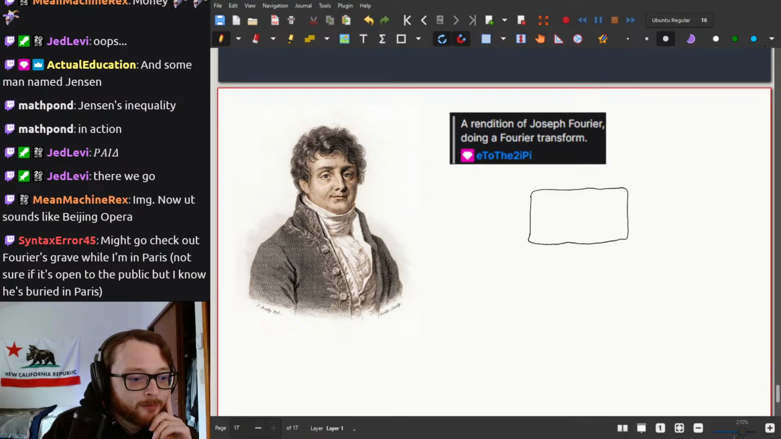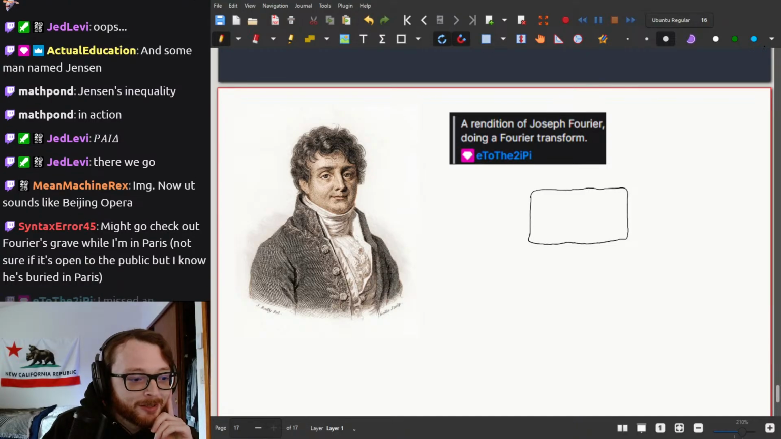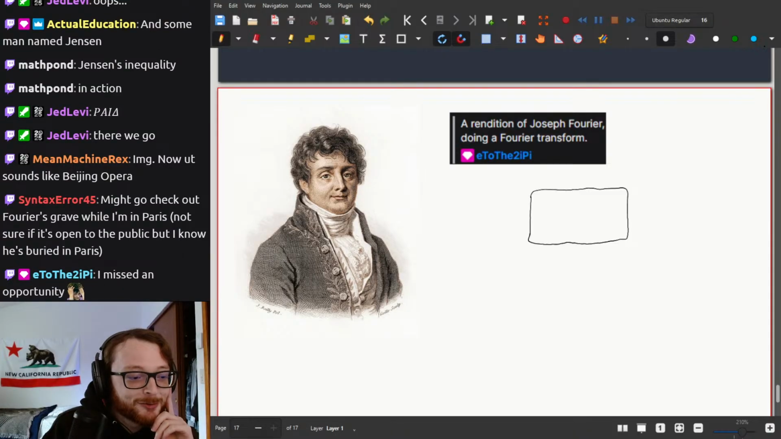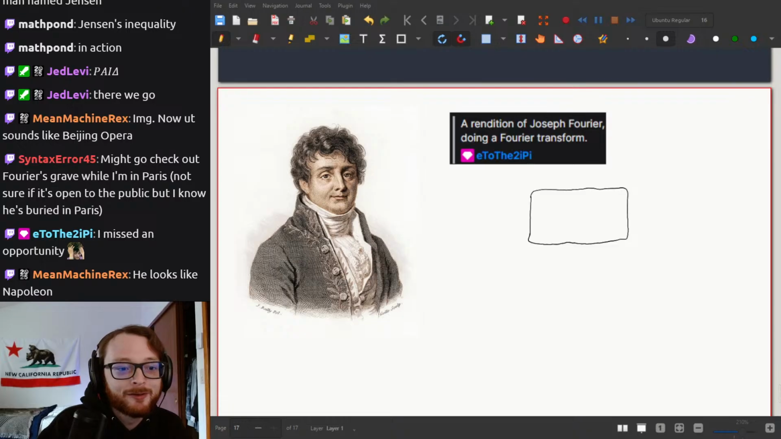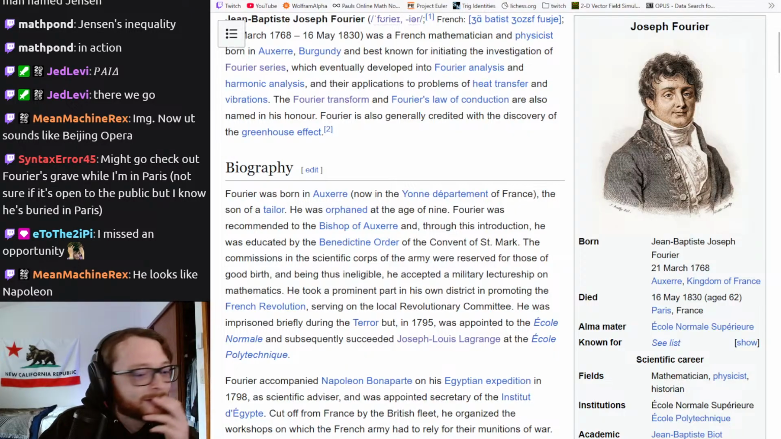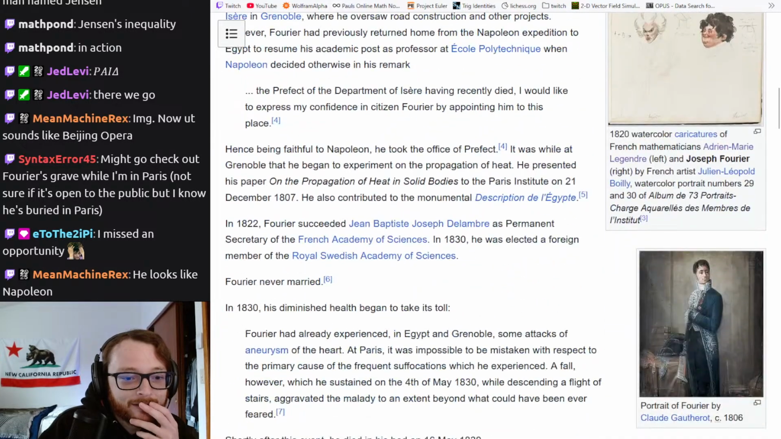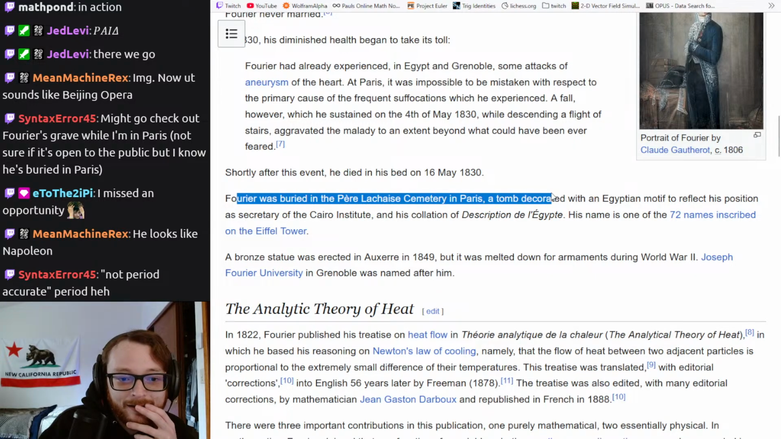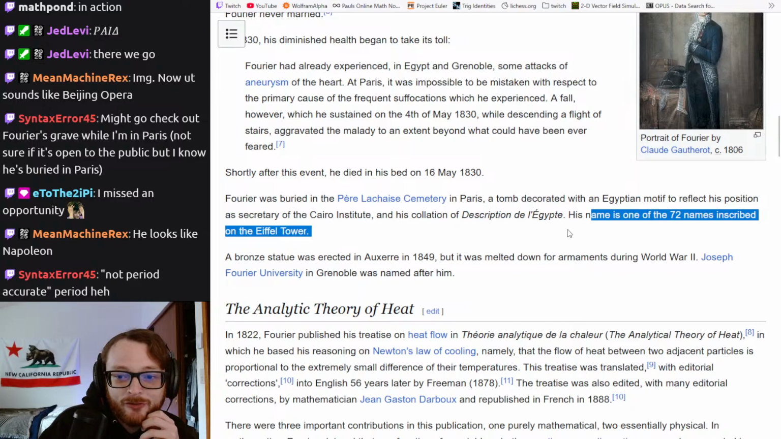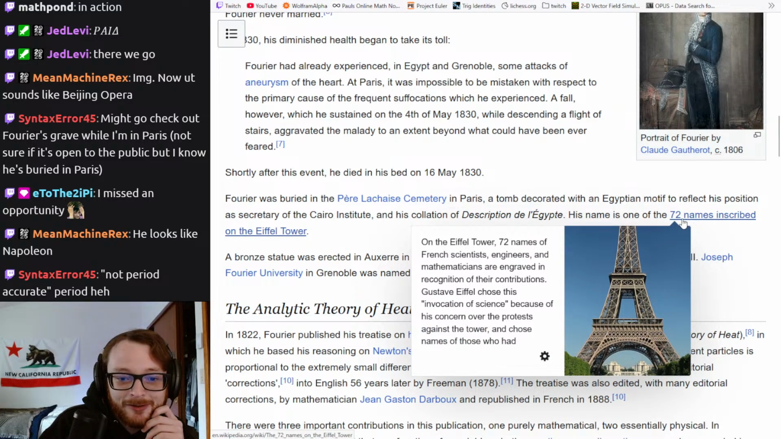Check out Fourier's grave while it's in Paris. Really? You did. You should have. If you specified chalkboard, you would have had me. That's actually a great idea, Syntax. Also, you're visiting Paris? That's crazy. Does his Wikipedia page say? Oh, yeah. His name is inscribed on the Eiffel Tower. 72. Wow.